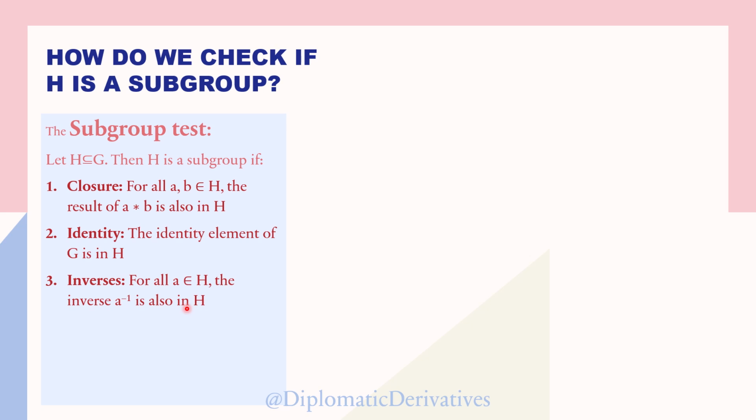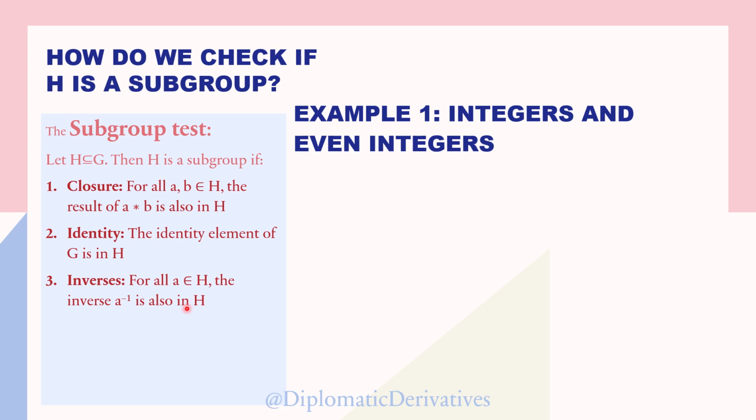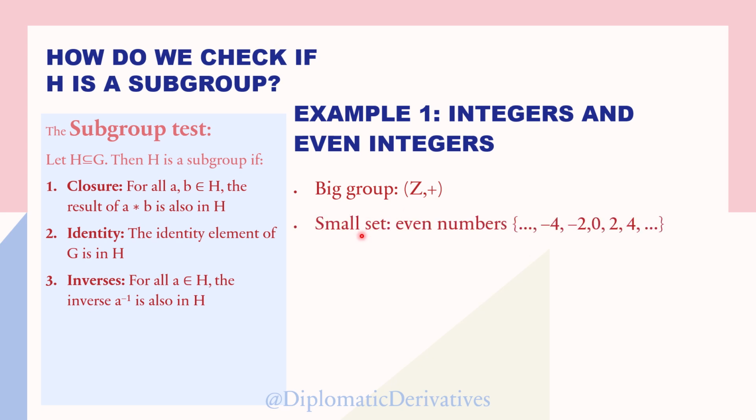We will take this with the help of an example: integers and even integers. We have two sets, the set of integers and the set of even integers. The bigger group, the set of integers, is Z, and the operation on it is addition. The smaller group is a small set which is the even numbers: 0, 2, 4. We remove all the odd numbers.